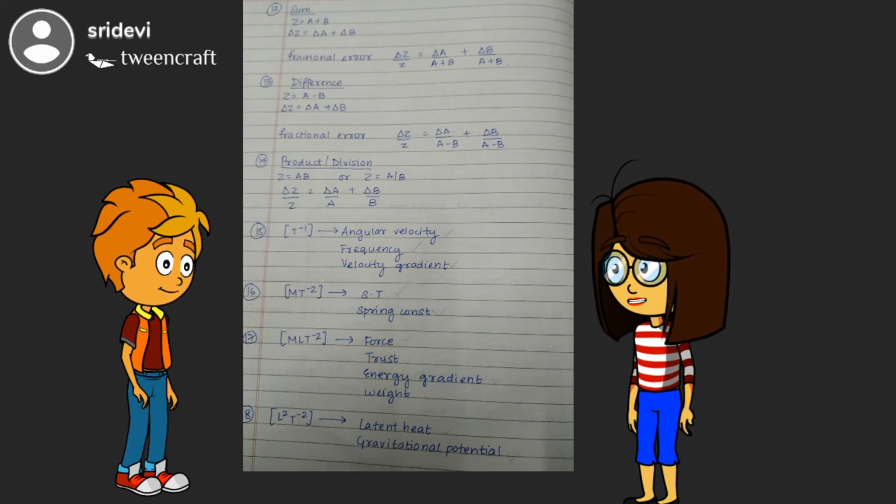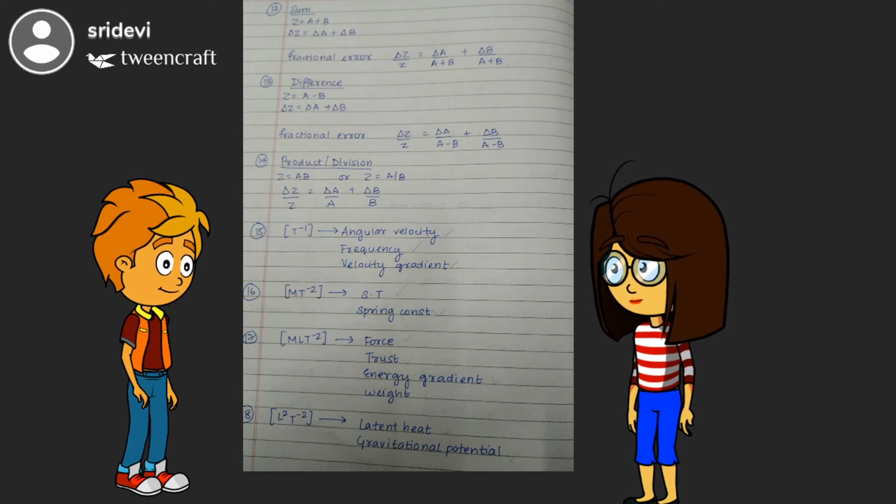Now let us talk about the dimension of various quantities like angular velocity, frequency, velocity gradient. All of them have the dimension T to the power minus 1. Surface tension and spring constant have dimension M into T to the power minus 2. Force, thrust, energy gradient, weight, all of them have dimension M L T to the power minus 2.